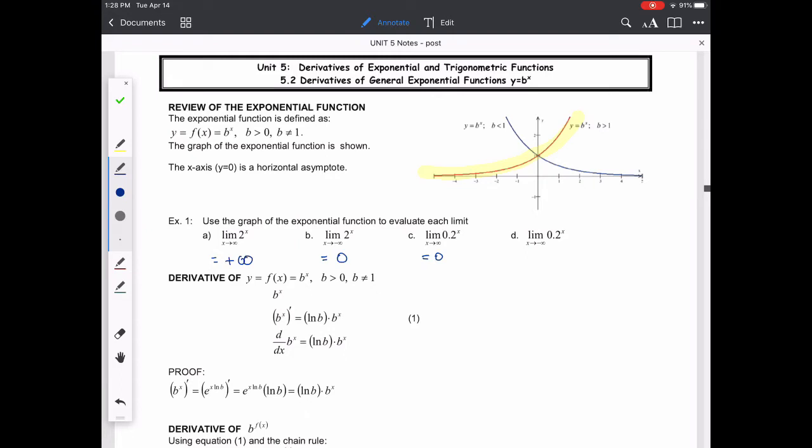And the opposite is going to be true for this one here. It's going to be 1 over 0.2. 0.2 is, let's say, 2 over 10, so if we take its reciprocal, it's going to be 10 over 2. And if we put a big exponent on that, it's going to get really, really large. So it's going to be positive infinity.